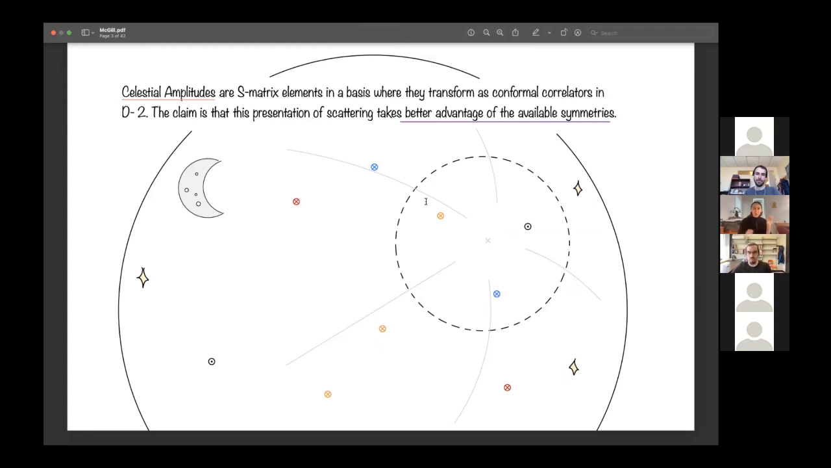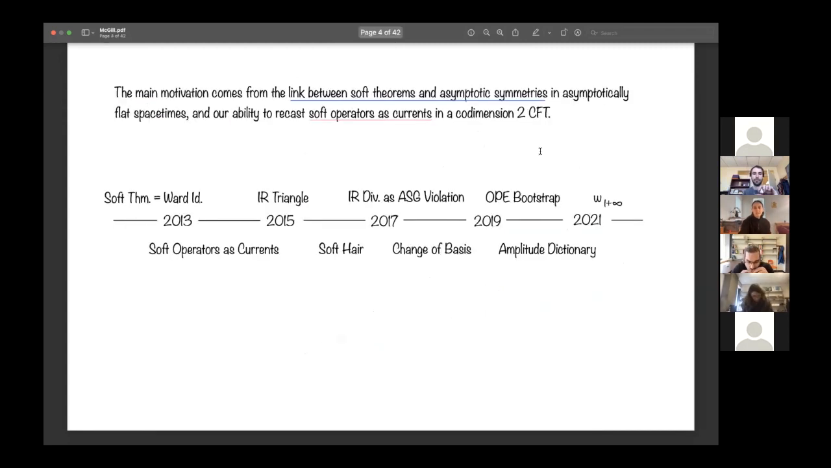The point of this talk is to go through a particular aspect of the motivation for this program that highlights why this presentation of scattering might take better advantage of available symmetries. I think there are two notions of this that have come up at different times in this timeline, and that's what we're going to unpack.